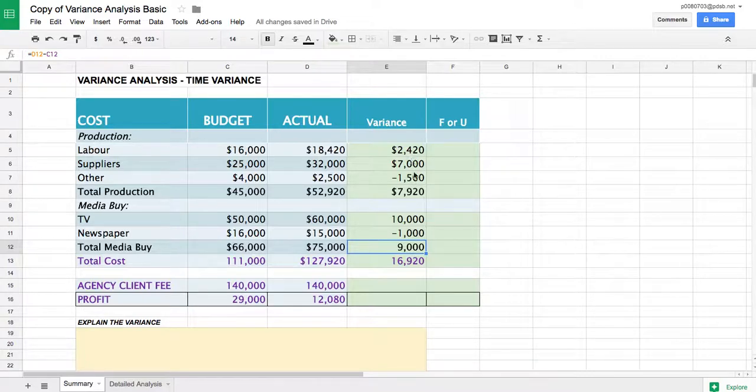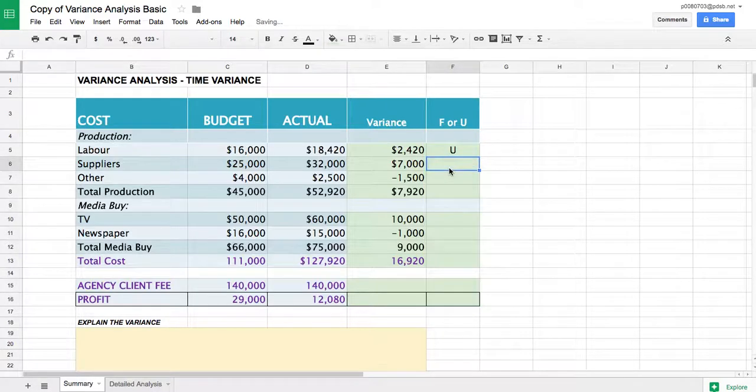We can go through each item and determine whether each item went over or under and whether it's favorable or unfavorable. So this is higher. Whenever our costs are higher, it's unfavorable. So we can simply just put a U in there to identify that.